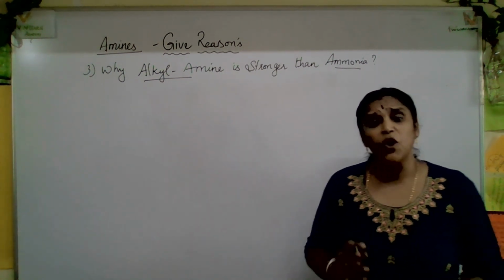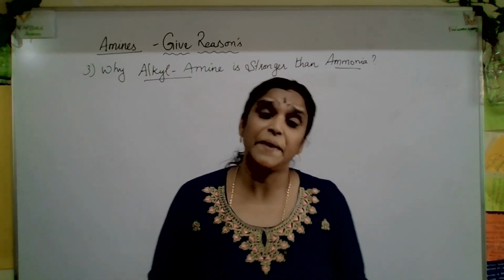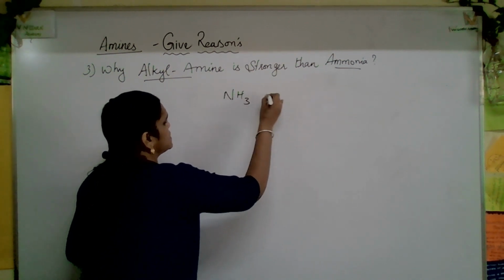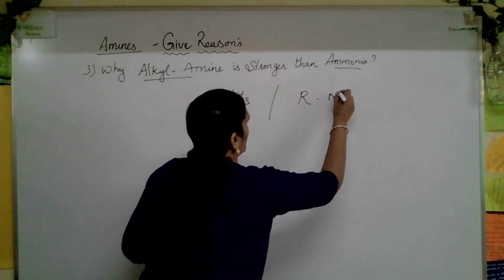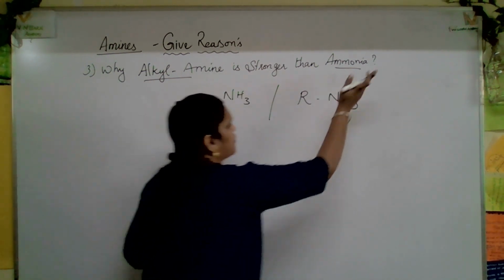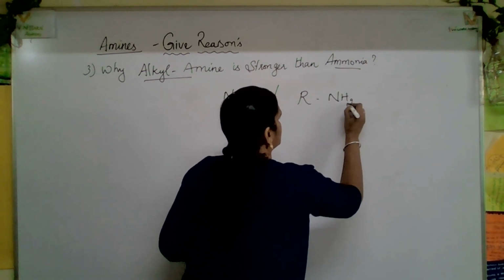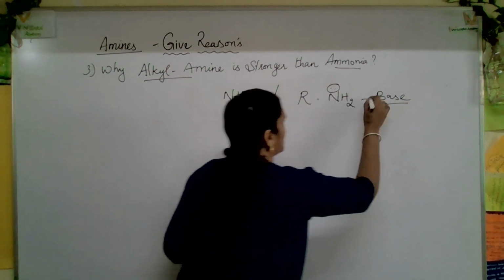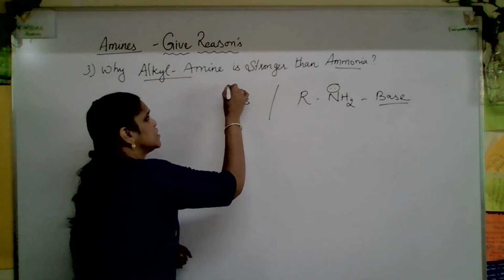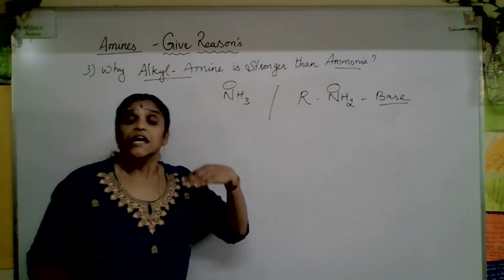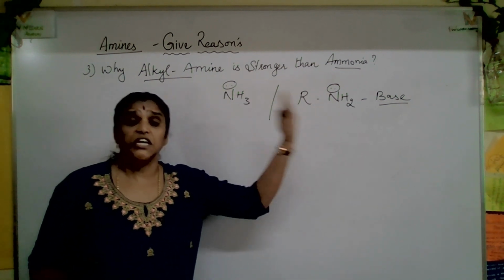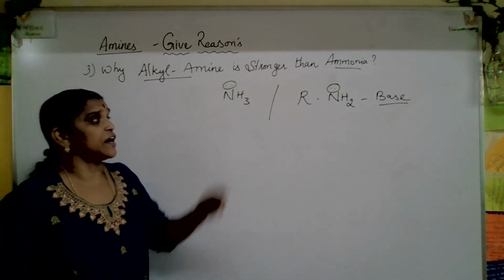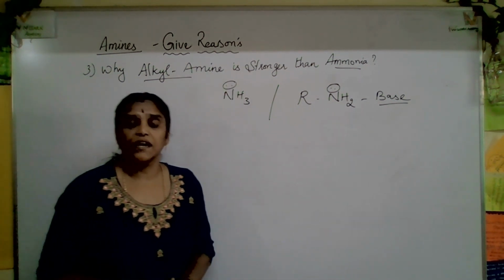When we are talking about ammonia and alkyl amine, both are basic in nature. Why are we saying it's basic in nature? Because it has a lone pair of electrons, and this lone pair is ready to donate the electron. When it is ready to donate the electron, it is basic in nature. Among these, they are asking which is stronger: alkyl amine.